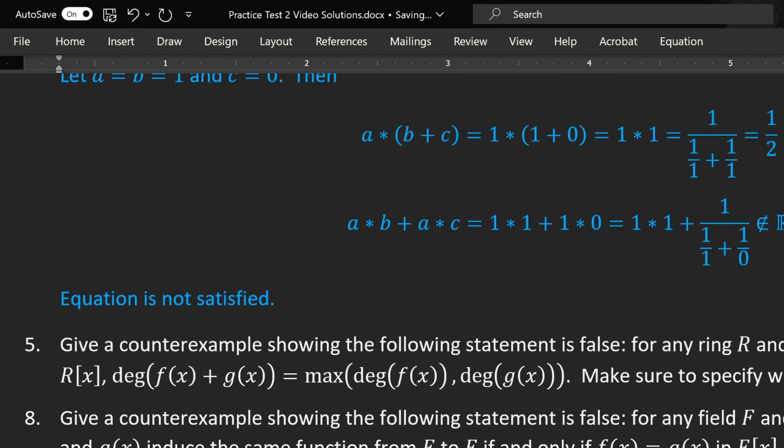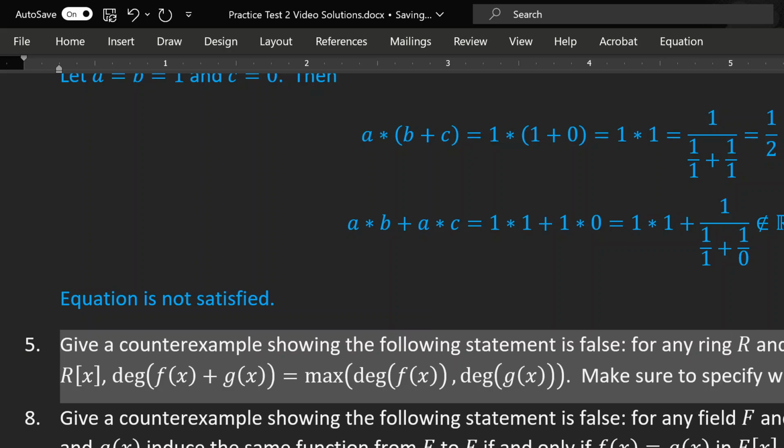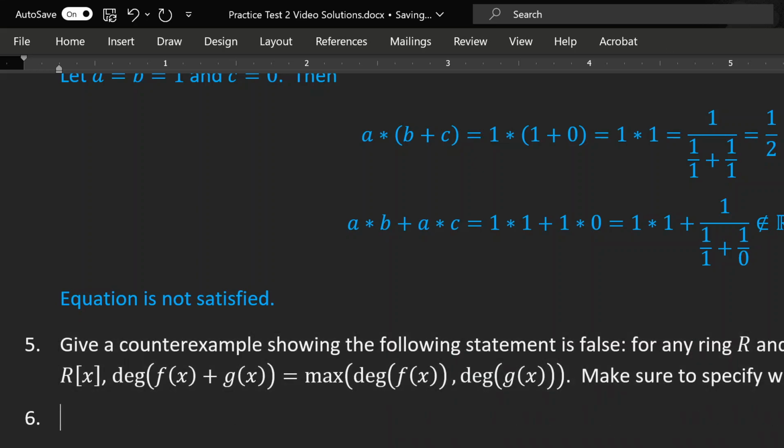All right, so now let's get into some more polynomial type of ones. So give a counterexample, I think this is number 5, to show the following statement is false. For any ring R and any polynomials f and g in R[x], the degree of f plus g is equal to the max of the degree of f and the degree of g, and make sure to specify what ring you're using. So again, I would just start off by making sure you understand the negation of the statement. You don't need to put this in your write-up, but you have to at least know what it is in order to be able to get the counterexample.